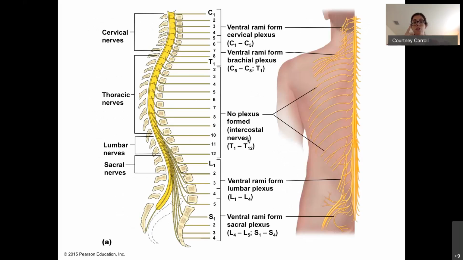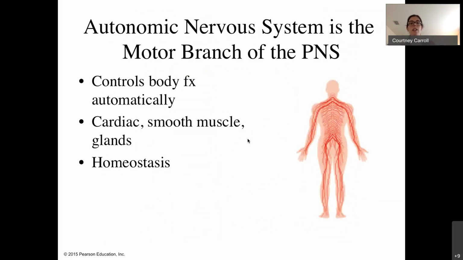And again, this picture is showing you that they're named for the area of your spine that they arise from. So you have cervical nerves, thoracic nerves, lumbar nerves, and sacral nerves. And most of them form large plexuses, specifically ventral plexuses, to the front part of your body. You don't need to know the rami and the plexuses here for your spinal nerves. I just want you to know that they're named for the region that they arise from and that you have 31 pairs. Okay. Let's now talk about the motor branch of your peripheral nervous system.